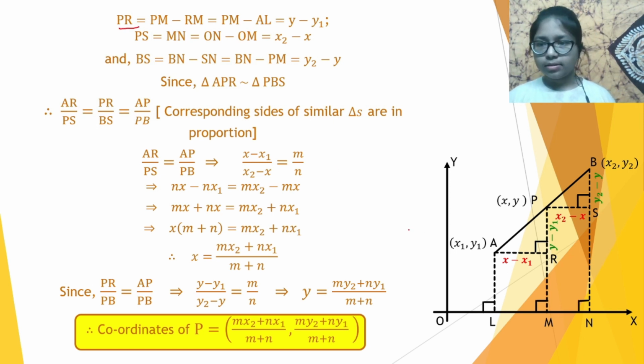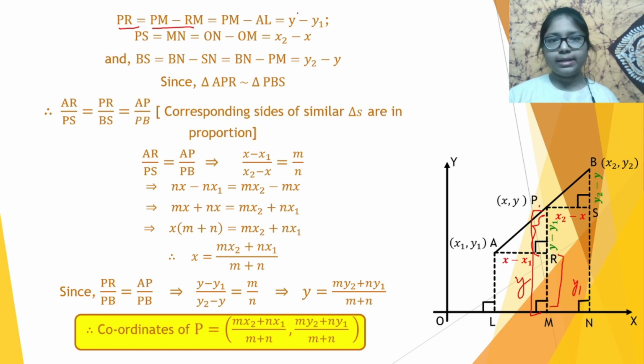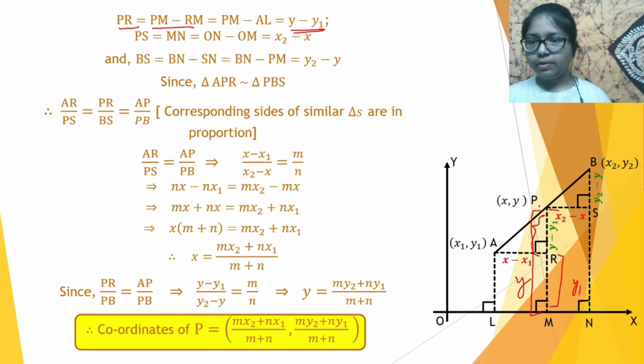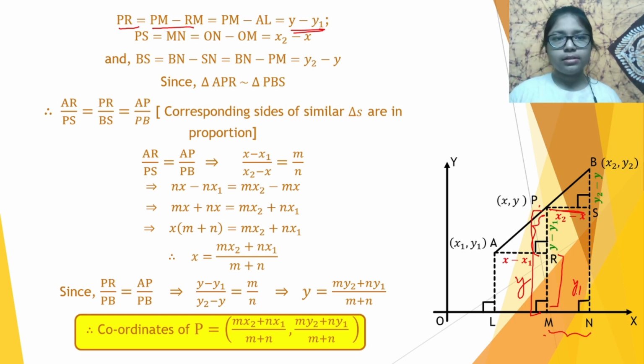PR, that is P and R, this part. PR equals PM minus RM. Obviously, PM is y, right? And RM means y1, that is y minus y1. PS equals MN, this part. Yeah, this is also a rectangle, which equals ON minus OM.